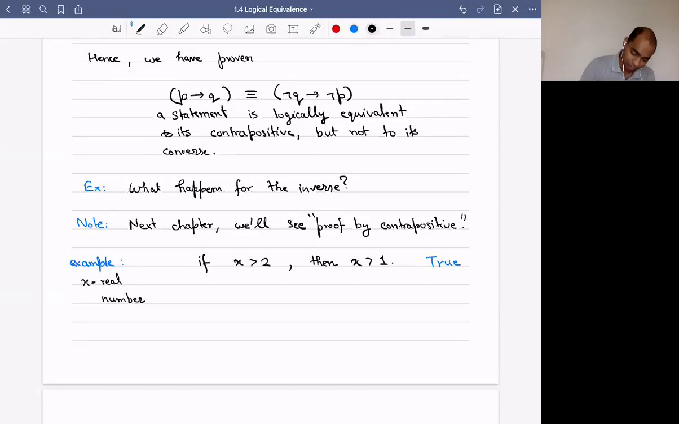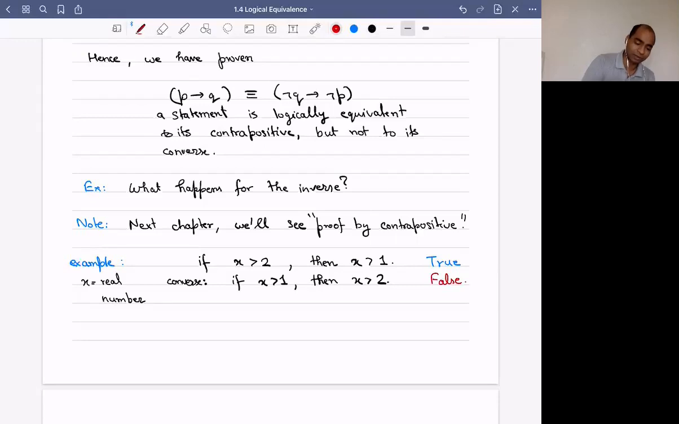Now, what will be the converse of this? In the converse, I just flip the hypothesis and the conclusion. So it will become: if x is greater than 1, then x is greater than 2. This is clearly not always true because you have 1.5 which lies between 1 and 2, and so this is false.